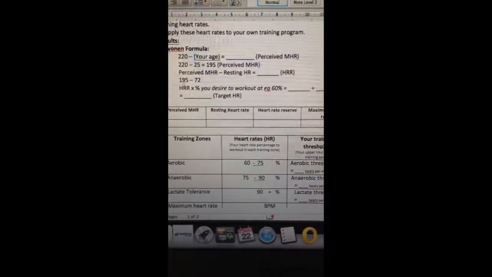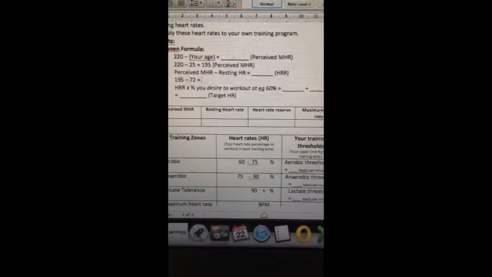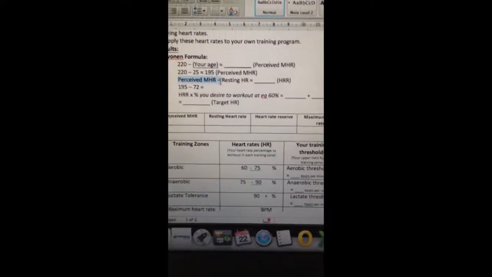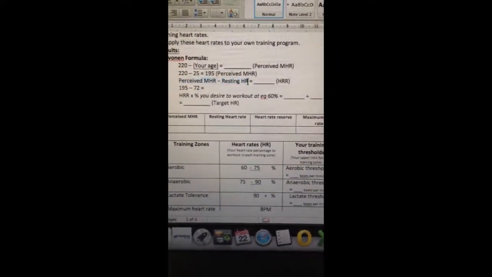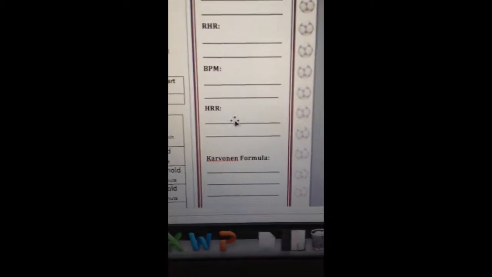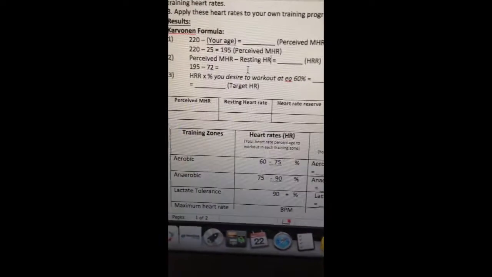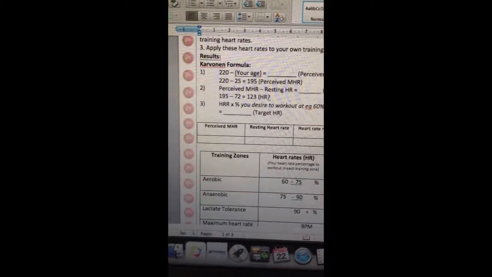Okay, so 195 minus 72, so my perceived maximum heart rate minus my resting heart rate is what we call HRR. Now your HRR is your heart rate reserve, which is just here. So 195 minus 72, if I put that in my calculator, I would get 123, which is my HRR, which stands for your heart rate reserve. It's really hard to type with one hand.